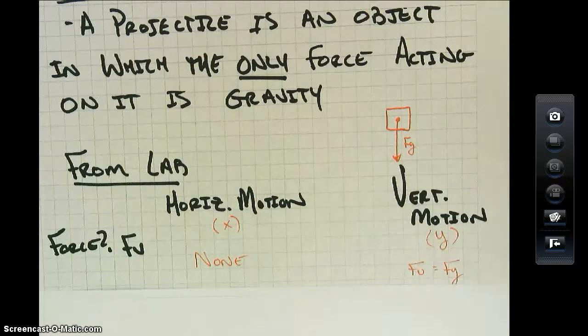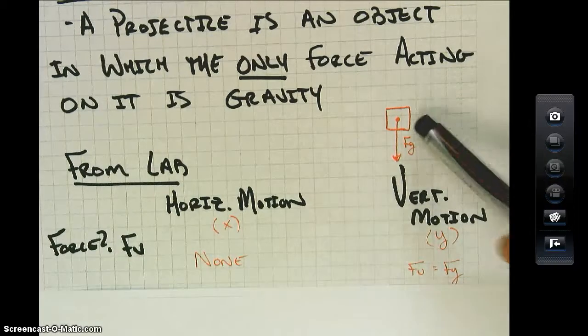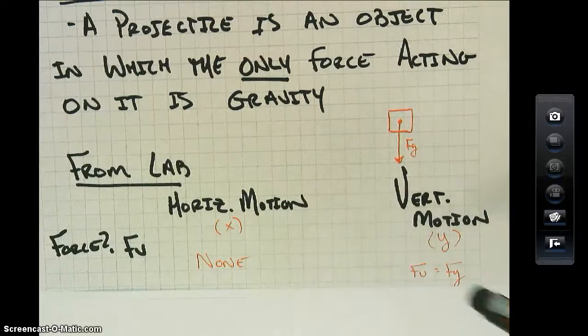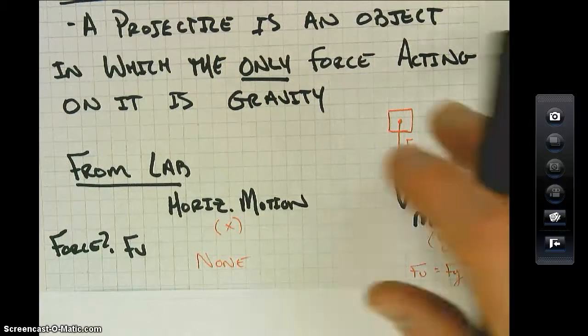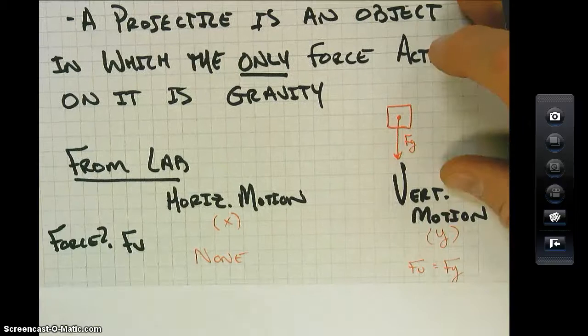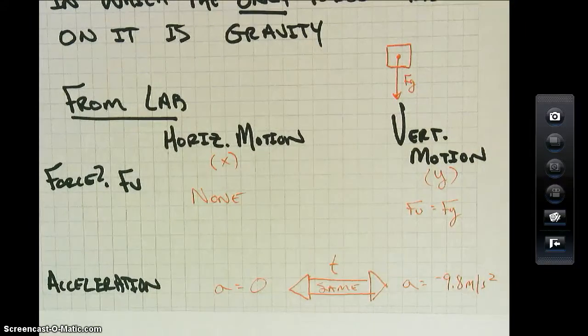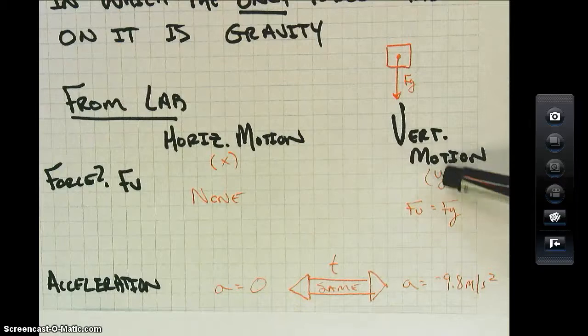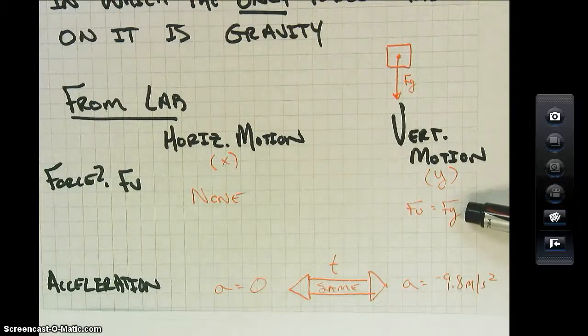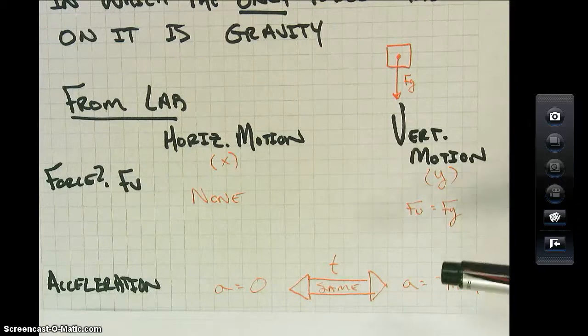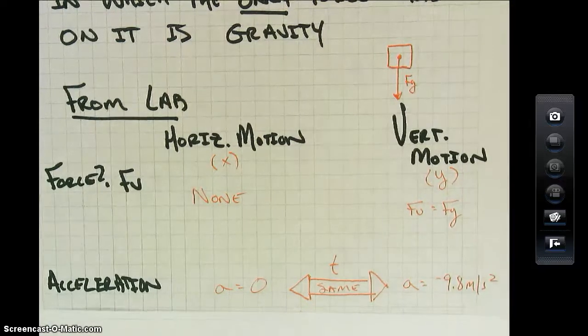Vertical motion, on the other hand, we have gravity, and gravity is continuously pulling on the object because the object has mass and it's on Earth. So therefore, our unbalanced force in this situation is the force of gravity. Now, we learned in our last unit that with unbalanced force comes acceleration. And so, with no unbalanced force in the x direction, we have no acceleration in the x direction. At the same time, in the y, we have an unbalanced force of gravity, and the force of gravity produces the acceleration of gravity.